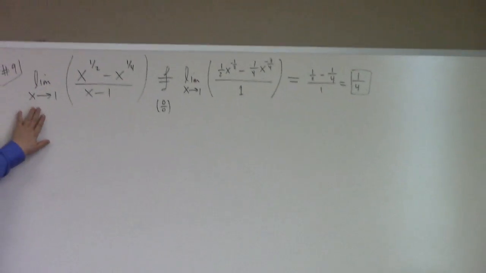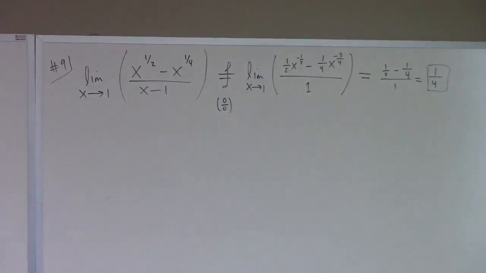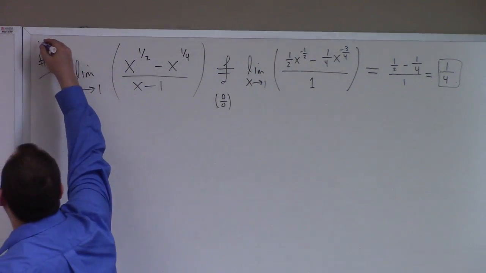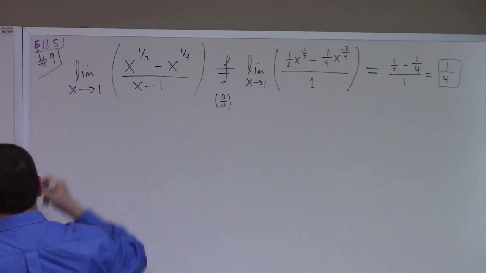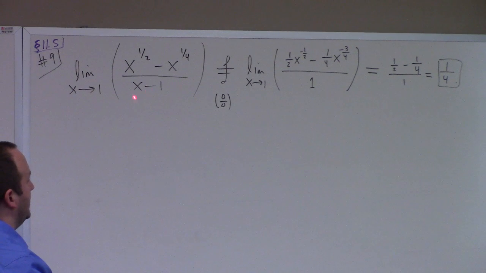So number 9 in section 11.5. Now, some of these 11.5 problems could be solved without L'Hopital's rule. This might be one of those, but I don't mind using L'Hopital's rule here. As x goes to 1, we're looking at the square root of x minus the 4th root of x over x minus 1.